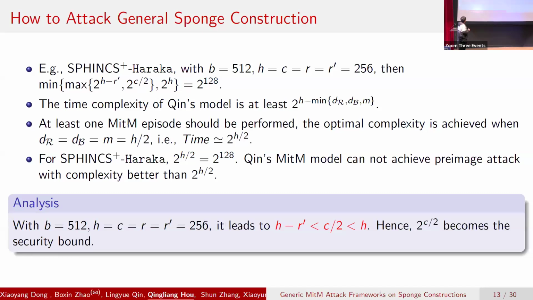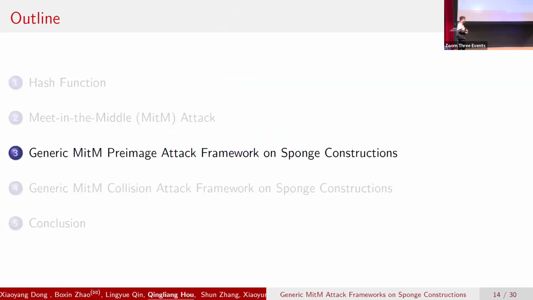For Qin's model, at least one meet-in-the-middle episode should be performed, and the optimal time is achieved when DR, DB, and M are equal to H over 2. That is also 2 to the 128. That means Qin's model has no threat to the sponge, even if the time cost is achieved at the best. So we are motivated to find a more general attack framework on sponge constructions.